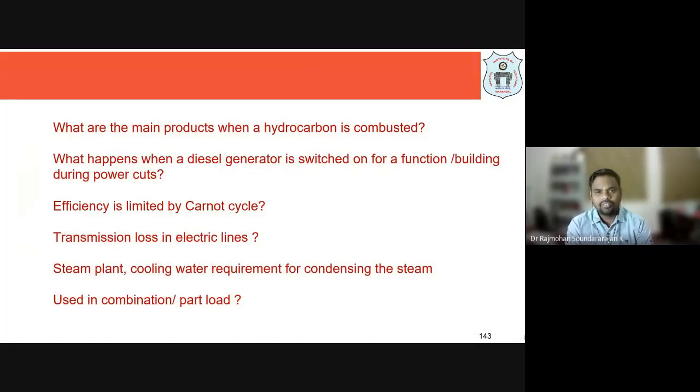We have seen that if hydrogen is used, the byproducts are only heat and water vapor, and electricity is the major product, right? But instead of hydrogen, if you are using hydrocarbons, what will happen? There will be products which contain C, H, and O. So obviously there will be CO2 formation as well.